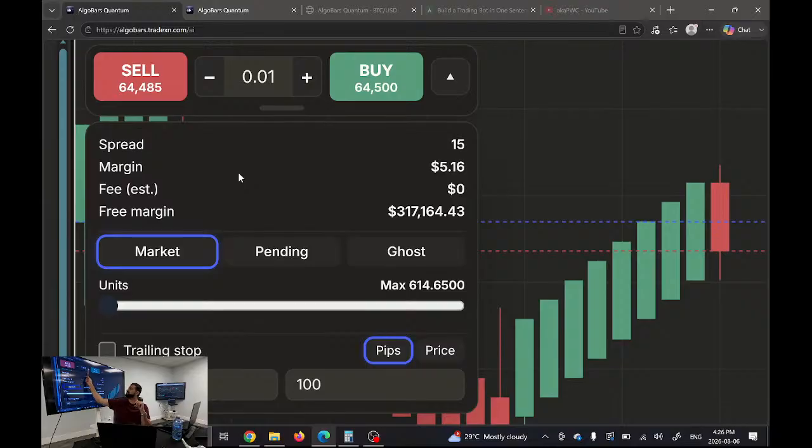Now, if I do 0.01 lot size with 100 for my stop loss, 100 for my take profit, which you can preset on AlgoBars, guess what happens? This is just a $1 trade. So you can actually start practicing on real live markets with only $1 risk per trade. Either you might lose $1 or you might make $1 from that trade.